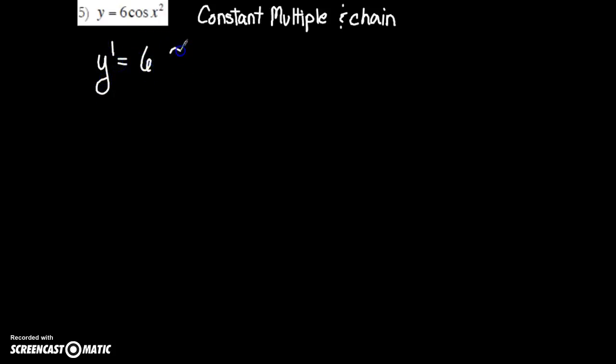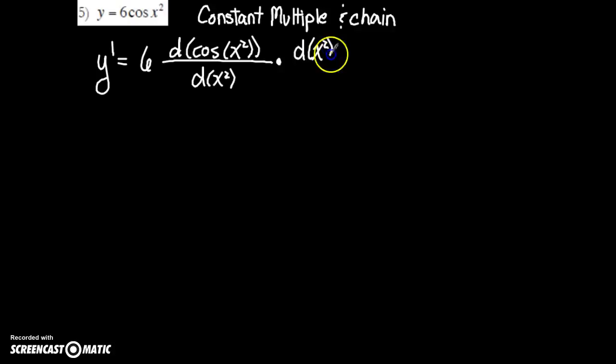Okay, and for this one we're going to use the combination of the constant multiple rule and the chain rule. Again we can pull out that 6. And remember, only the x is being squared. And with respect to the inside function, we're going to leave the x squared alone and take the derivative of just the cosine, and then multiply it times the derivative of the inside, which is x squared itself.